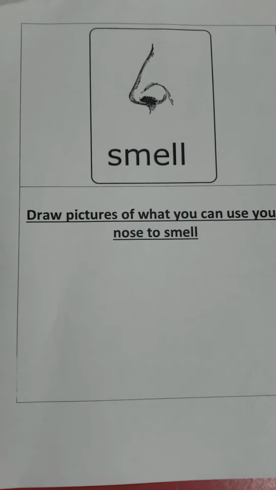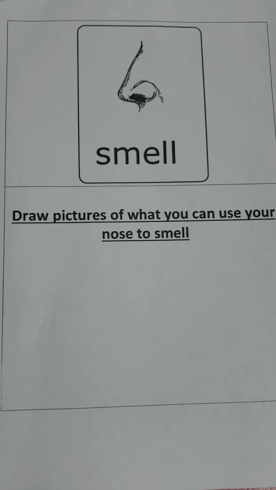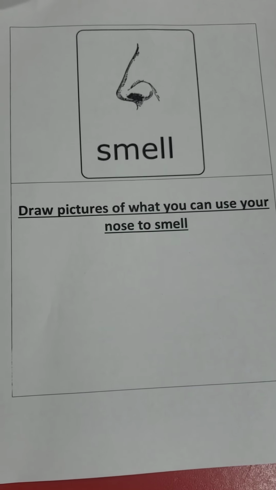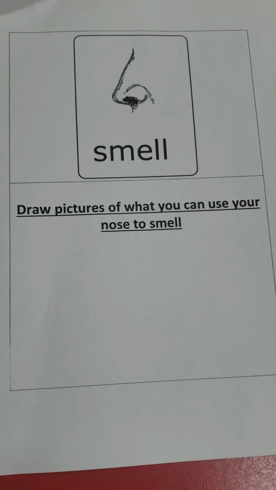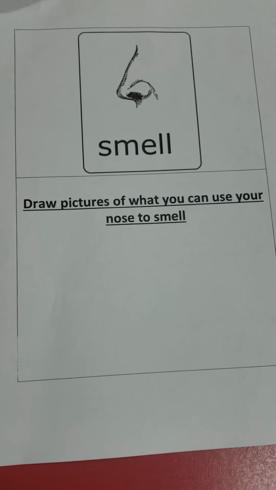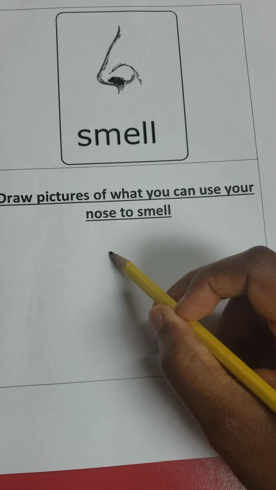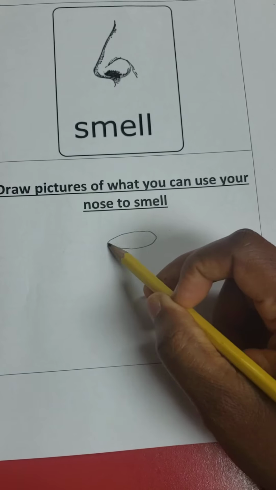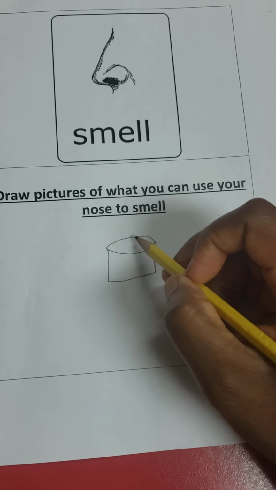All right, so once you're done coloring the picture of the nose, you're going to draw pictures of what you can use your nose to smell. Now, I like to smell something from the kitchen, which makes my own tummy happy, because when I'm hungry and I smell food, that means I am going to be satisfied. Now, I'm going to draw a pot of soup because I like to take soup. This is my own pot.